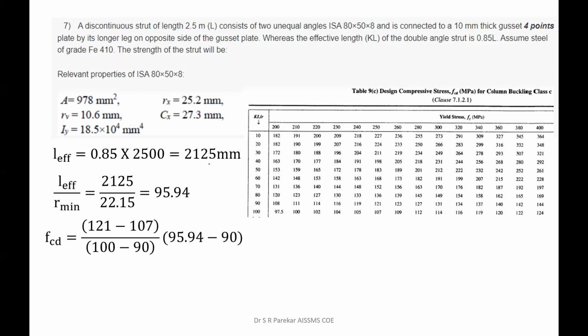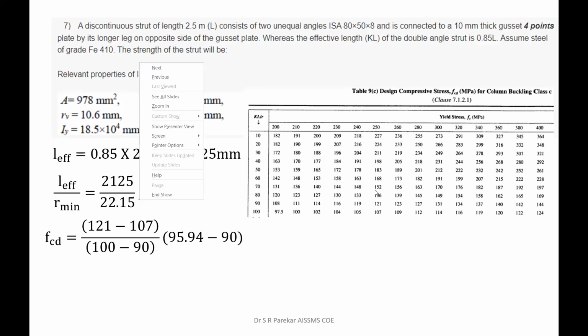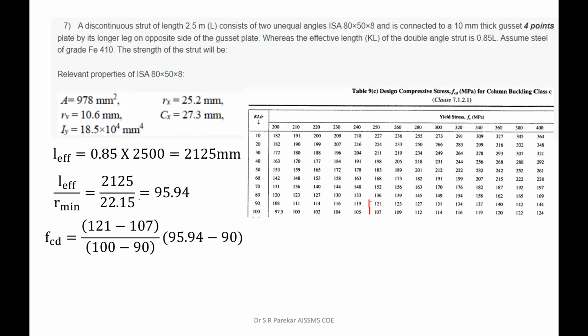So we are using table 9C. From 9C, we have values for 95 and 100. You can see this value for 95 and 100, so we have these values. You can see over here, we have KL upon R and FCD. KL upon R we have 90 and this is 121. And then we have 100 and for 100 we have 107.